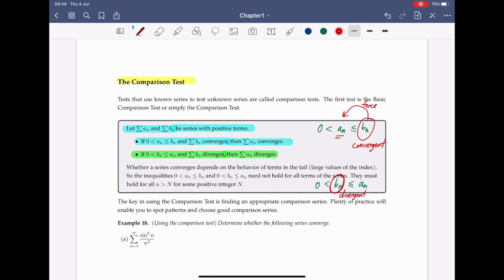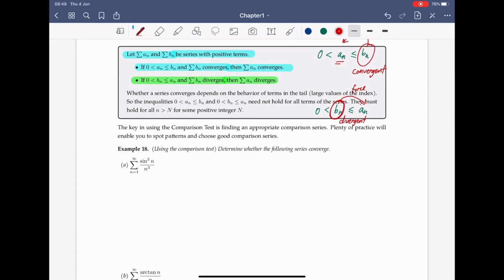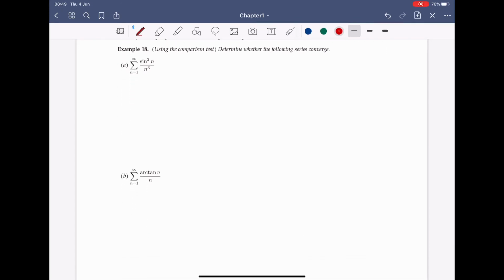Well, when you have something that is bigger than the small thing here, that thing is forced to be divergent too. That is how the comparison test works. But the hardest part is how to choose your bn. So let's do some examples. Alright, let's start by looking at example 18.